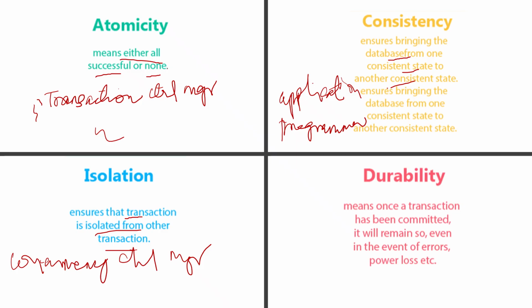And who holds responsibility for durability is the recovery manager. So atomicity is taken care of by the transaction control manager, consistency is taken care of by the application programmer, isolation is taken care of by the concurrency control manager, and durability is taken care of by the recovery manager.